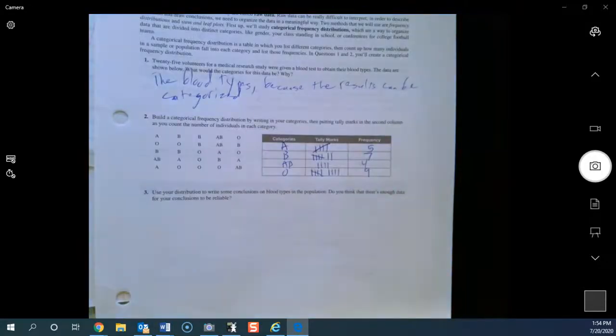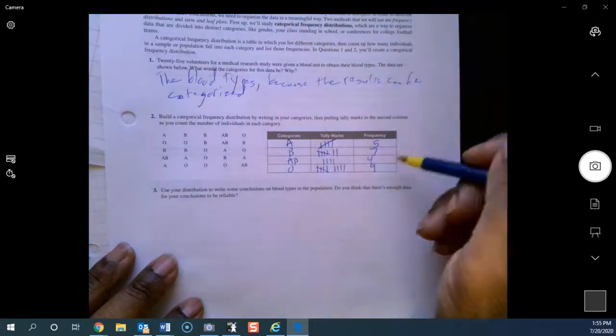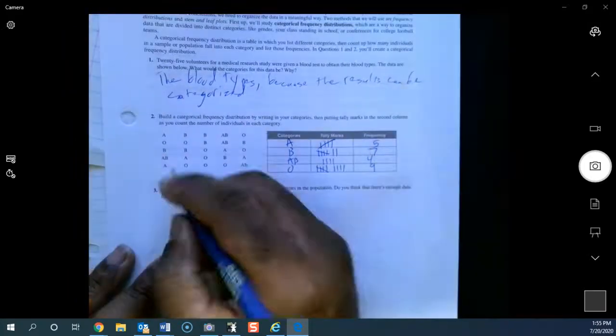Now it says here, use your distribution to write some conclusion on blood types in the population. Do you think there's enough data for your conclusions to be reliable? Okay, listen, first of all, if we count how many we have here, what's this, 25?